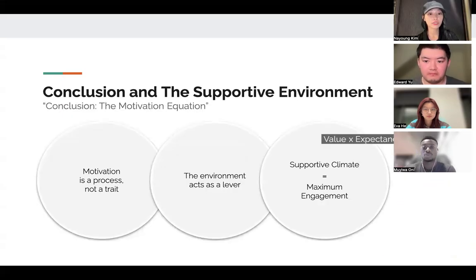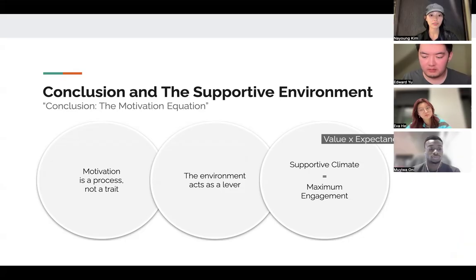So in conclusion, the reading emphasizes that motivation is not a fixed personality trait, but a dynamic process that we can nurture. And as we've seen in the interaction framework, even a student who values this task and believes they can do it might become defiant if the environment feels unsupportive. However, when we align high value with positive expectancy and a supportive climate, we can move students toward the motivated state where deep learning truly happens.